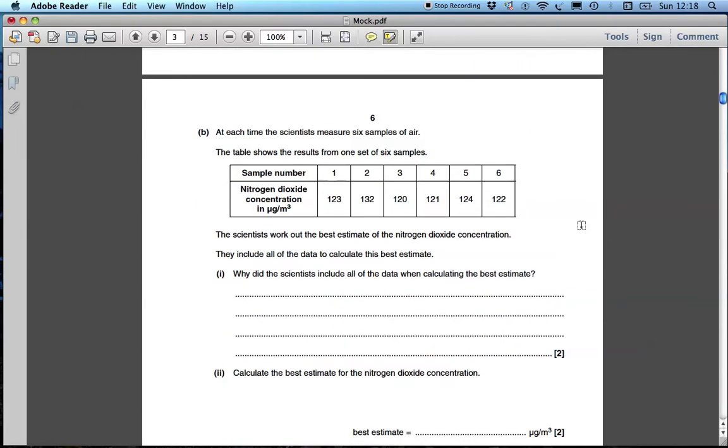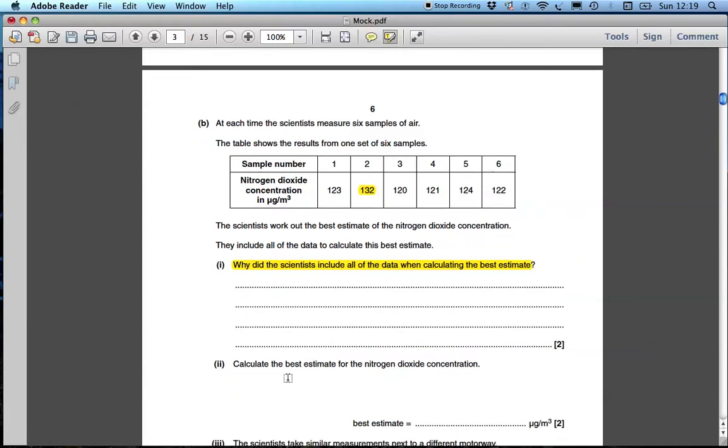So then we have a question. These data analysis questions are quite common, especially in C1. And it's asking initially, why did scientists include all of the data when calculating the best estimate? A lot of you saw this 132 and thought it was an outlier, but if you're being told that the scientists included them all, it is because they didn't believe that this was an outlier. They had no reason to believe that, and that would have been enough for 2 marks. The first mark would have been saying that there were no outliers, and the second mark was to say that there was no evidence for any outliers. Most people got 1 on that one.